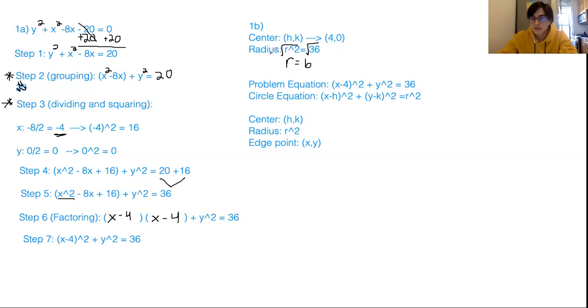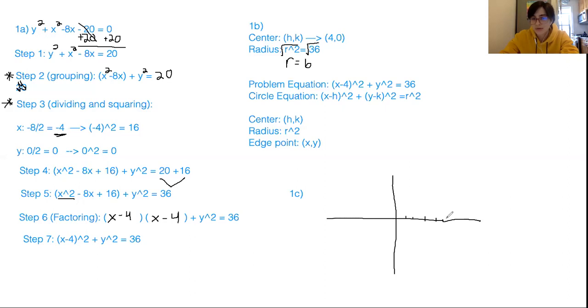The rest of the questions in this problem set are going to ask you to do the same thing. This question also asks you 1C to graph. In order to do this, you're going to need to draw a plot. There's your y, there's your x. Make hash marks, tick marks, about 10 in every direction.